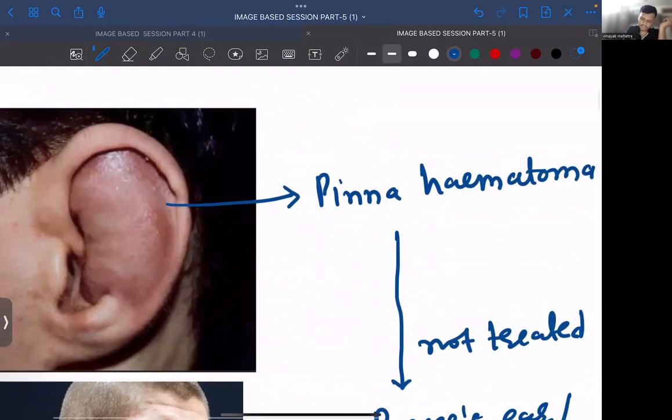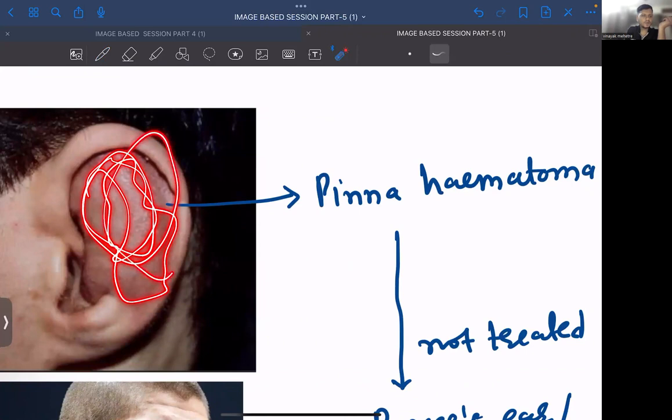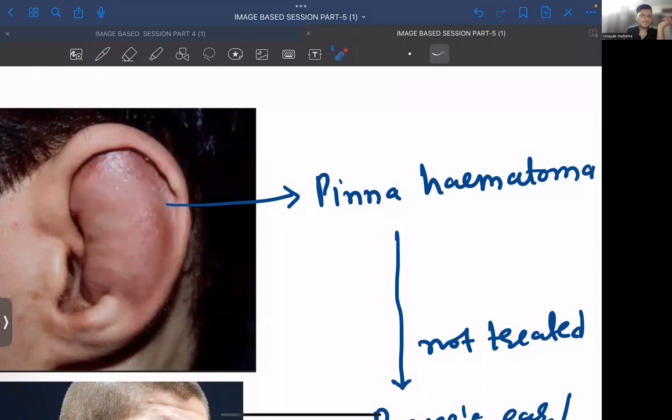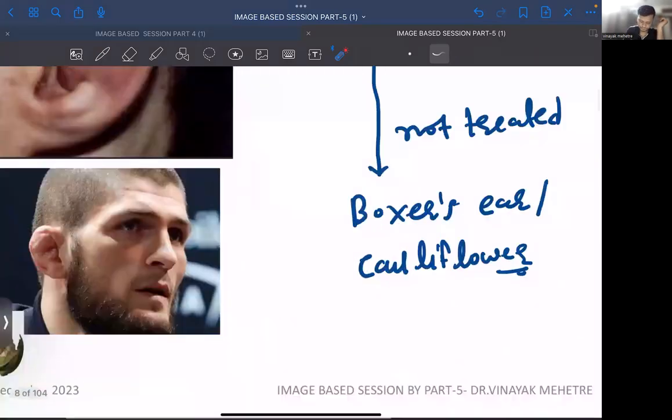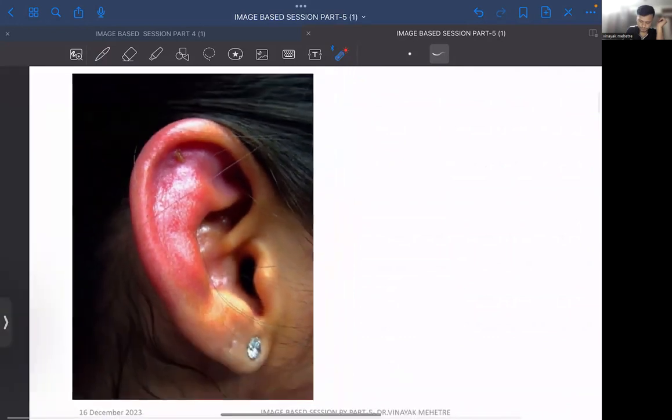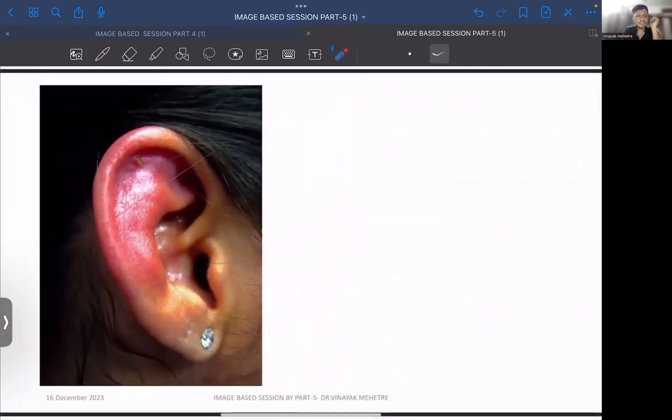Take a look over here. It is raised but not so red in color. But now comes redness on the external ear, except one part of the external ear, this part, which is called the lobule. There is no redness on the lobule.